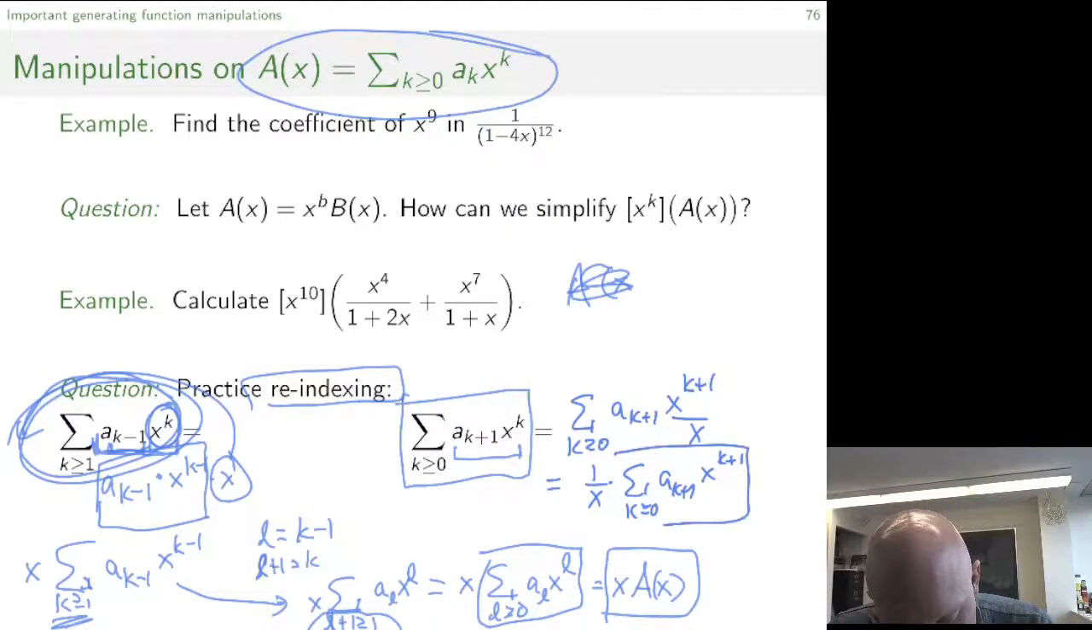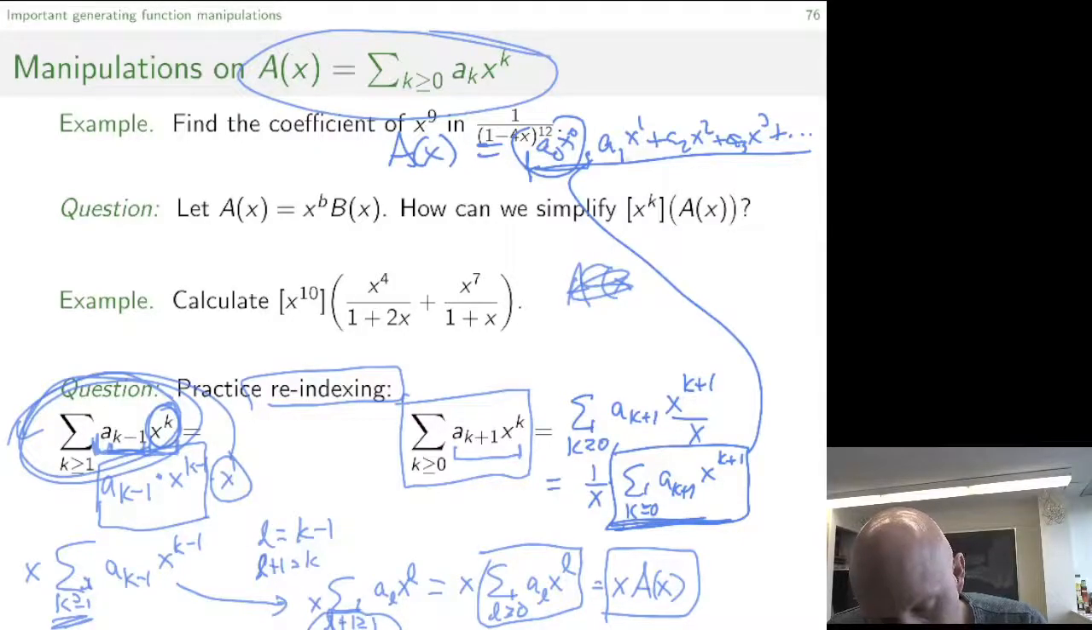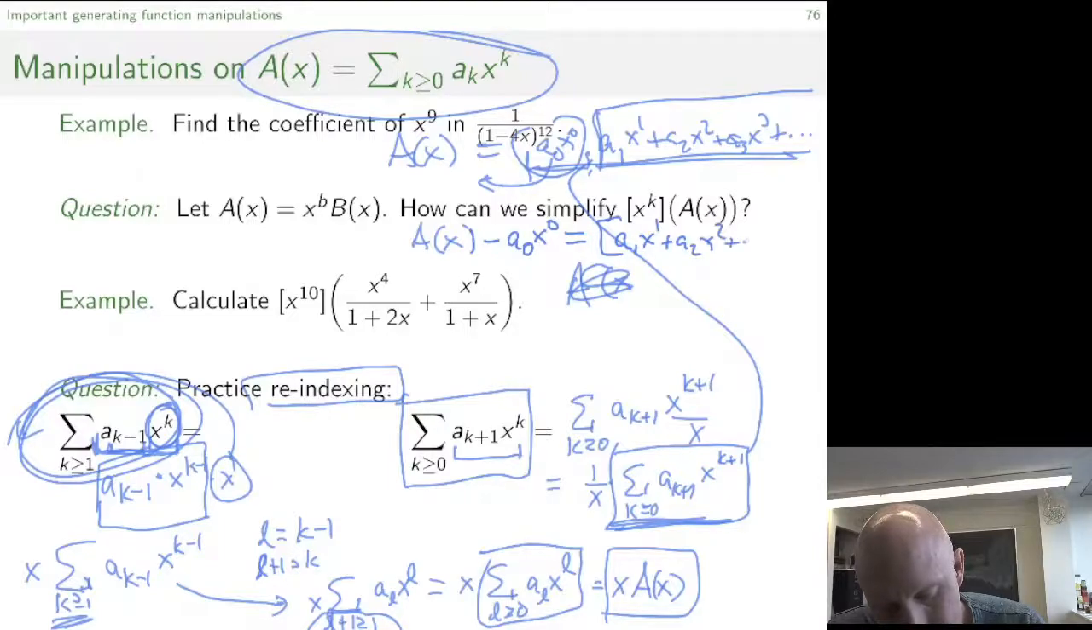Now if you look at what this sum is, it's a1 x to the 1 plus a2 x squared plus a3 x to the third, etc. You can see that what's missing is the a0 term, a0 x to the 0. We know that A of x is equal to this whole sum, but what's in this sum is just everything after this term. So bringing this to the other side, we get A of x minus a0 x to the 0 is equal to this sum, a1 x to the 1 plus a2 x squared plus a3 x cubed.